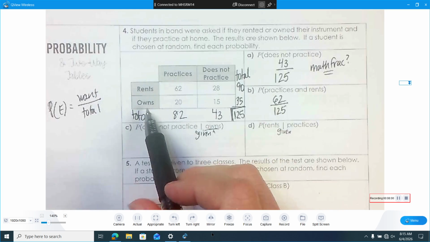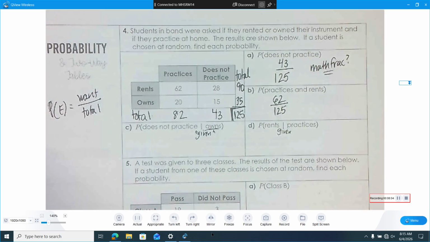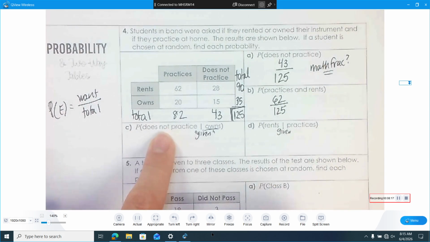How many students own an instrument? 35. 35 students own an instrument. So this is the group we're thinking about right now. We're not thinking about all the students. We are simply thinking about the students that own instruments only. Okay? So how many then do not practice?